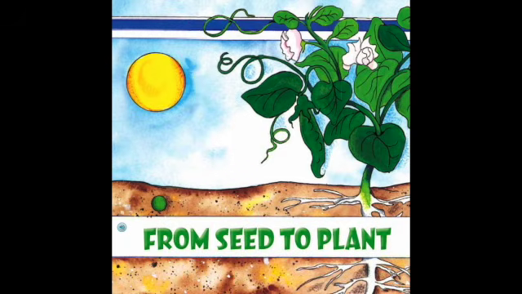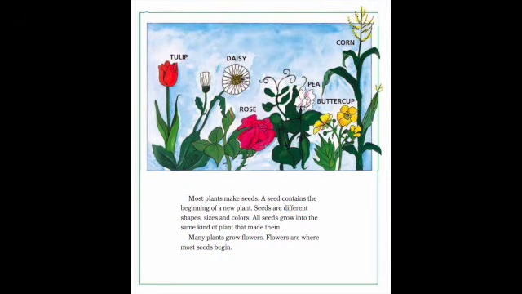From Seed to Plant by Gail Gibbons. Tulip, daisy, rose, pea, buttercup, corn.